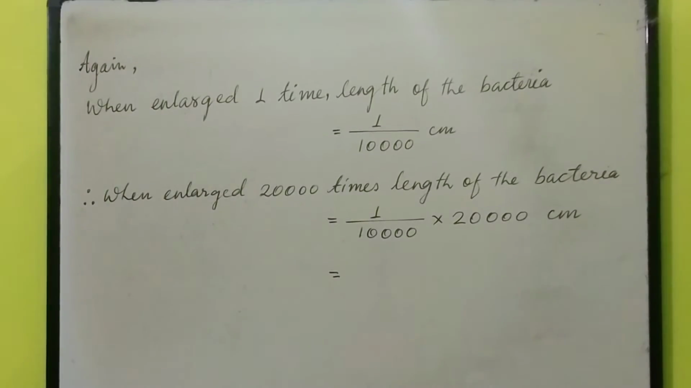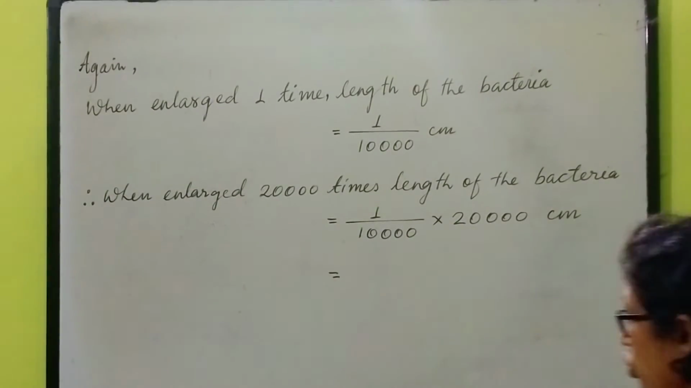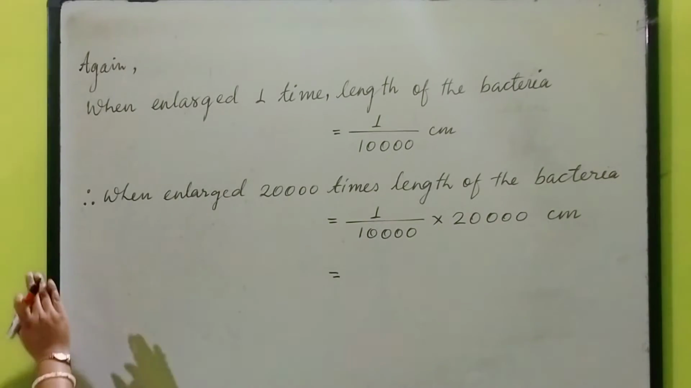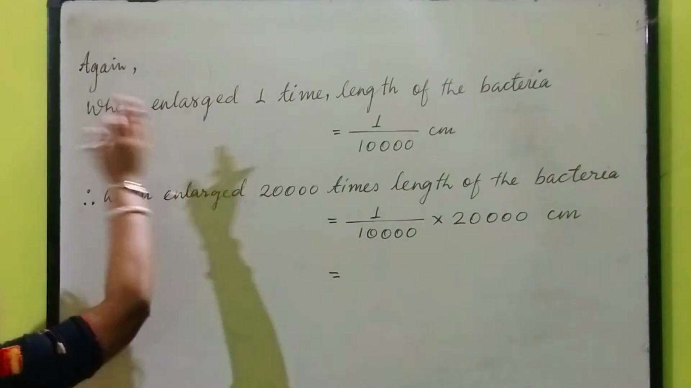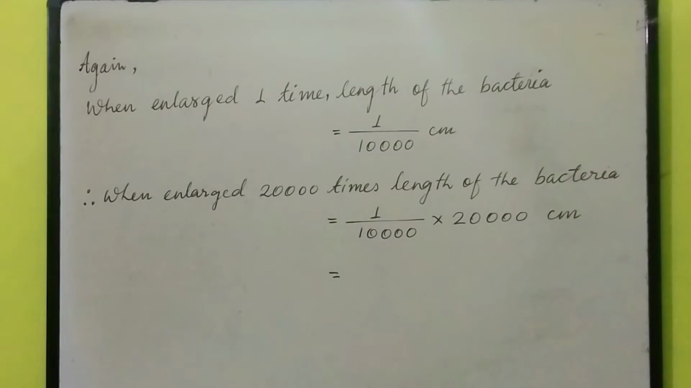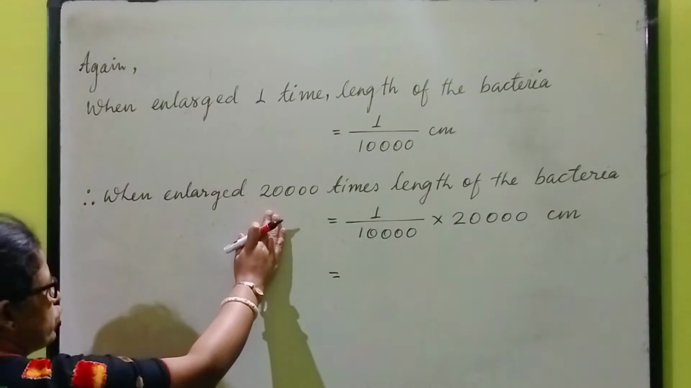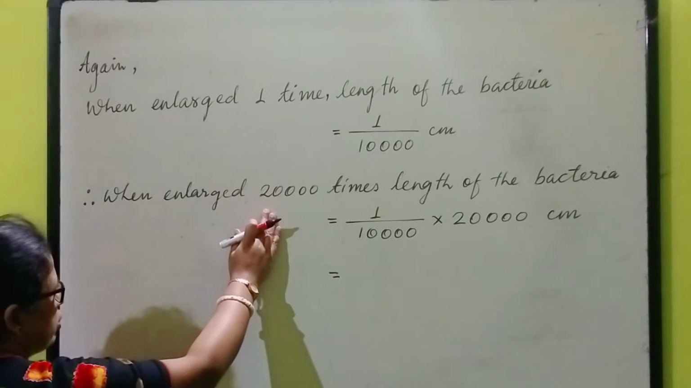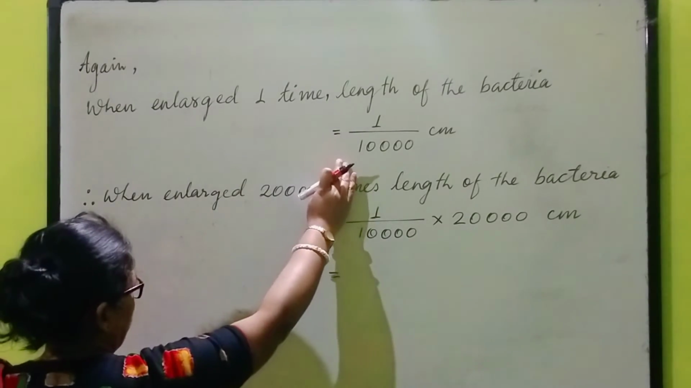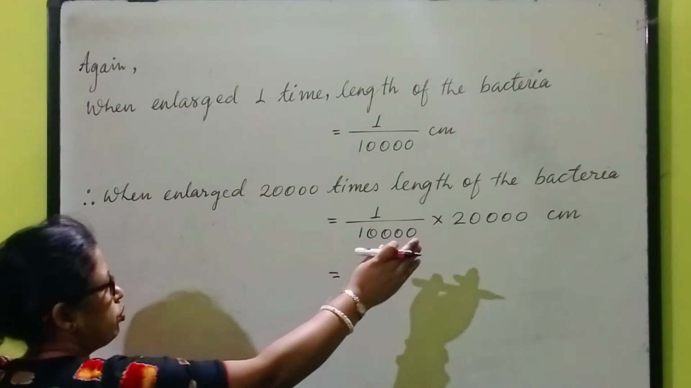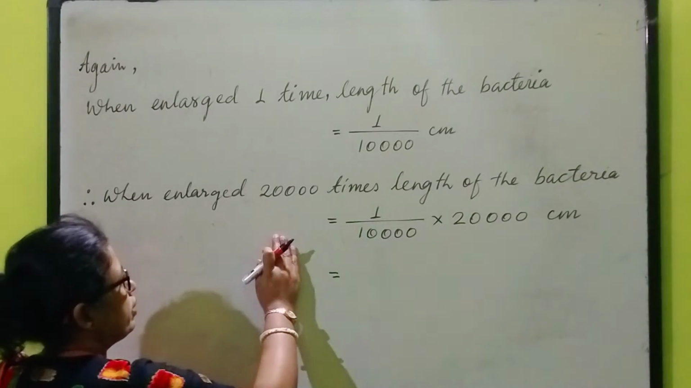Now see the second part. See, I have written accordingly. When enlarged one time, length of the bacteria, because you have to find when enlarged 20,000 times. So no need to start with 50,000 times. When enlarged one time, length of the bacteria is this. Now when enlarged 20,000 times, that means it will increase. Am I right? This one I have taken from the first part of the question. Obviously it will increase in size.